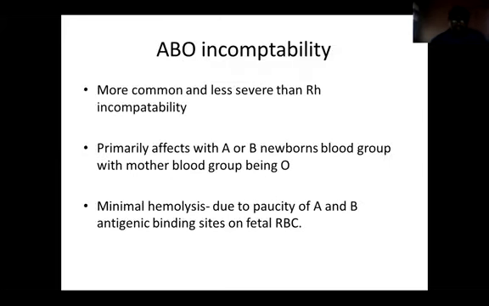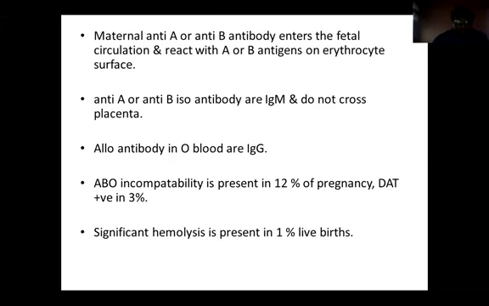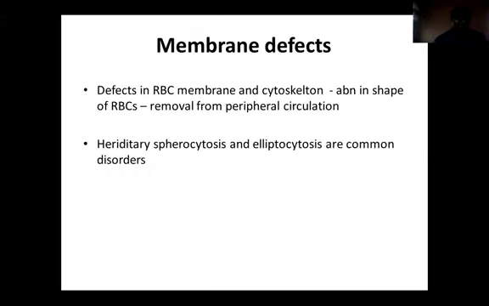ABO incompatibility affects from the first pregnancy also. It is most common here. This occurs only if the mother is O positive and babies are A or B positive. They present with minimal hemolysis, mainly due to paucity of A and B antigen binding sites on fetal RBCs. Then membrane defects.